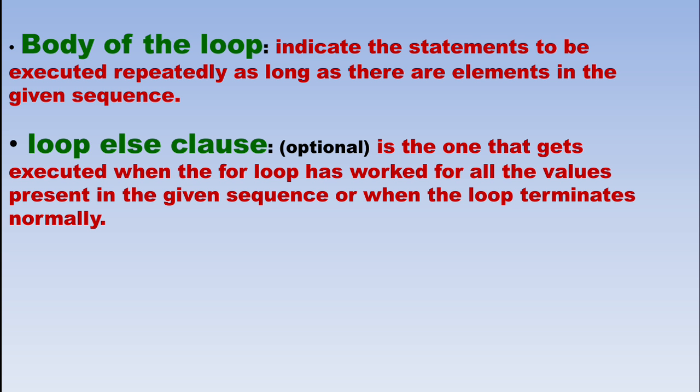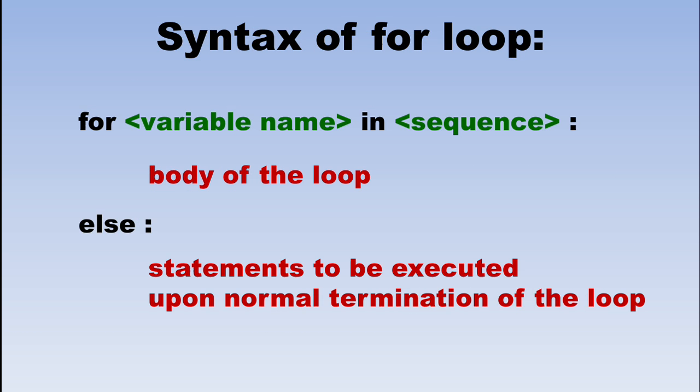So this else is belonging to the loop, not to the if statement. You have studied in if else also, you used to have else. That was else of if, but here this else is loop else. So this particular else gets executed when all the values of this sequence are finished and you are going to just come out of the loop. Then you come to this clause and these statements are executed.